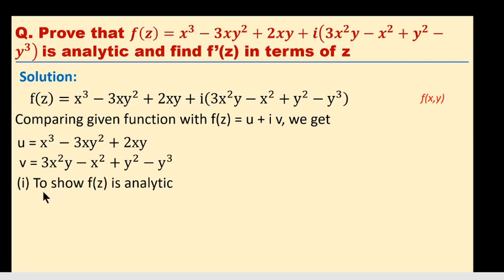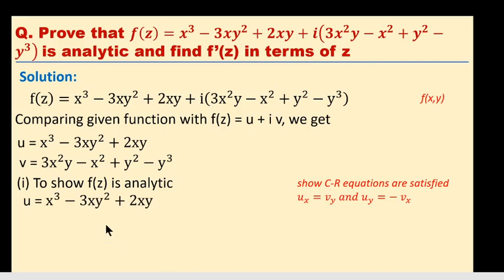Now, the first thing we are going to do is to show that f of z is analytic. How do we do that? So, for that we need to show Cauchy-Riemann equations are satisfied. Now, here the variables are x and y, so we use Cauchy-Riemann equations in the Cartesian form. That is, we need to show ux equal to vy and uy equal to minus vx. So, for this we need to find out these four partial derivatives.